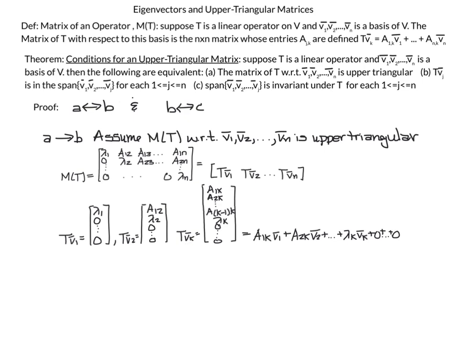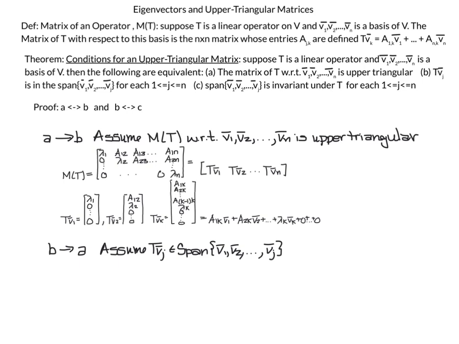So T of vk is equal to our k coefficients and 0 all the way down, which means my T of vk can be written as a linear combination of my first k vectors with these coefficients, and then zeros for any basis vector greater than k. So in other words, T of vj, I'm sorry, here I used vk instead of j, but T of vj is in the span of the first j basis vectors. Here I wrote T of vk is in the span of the first k basis vectors.